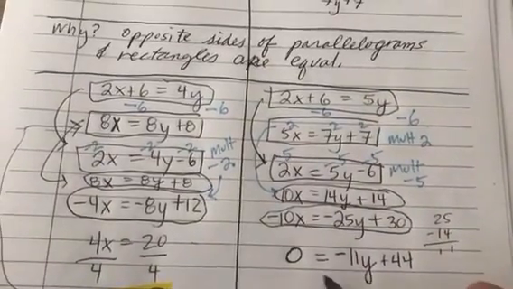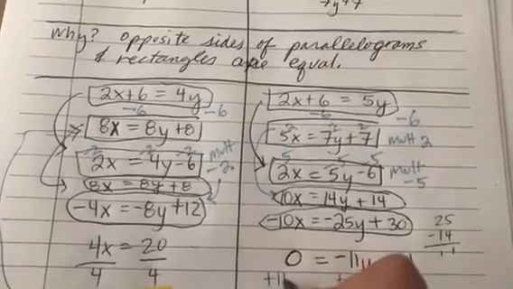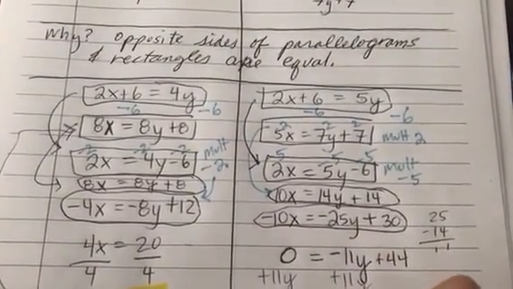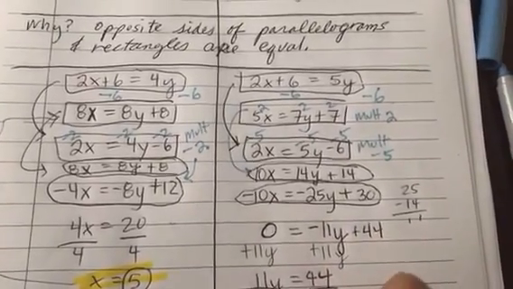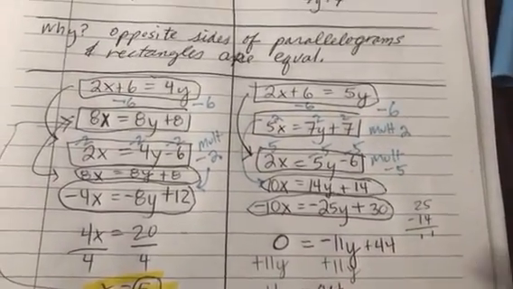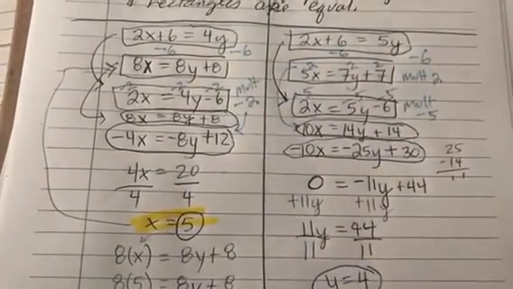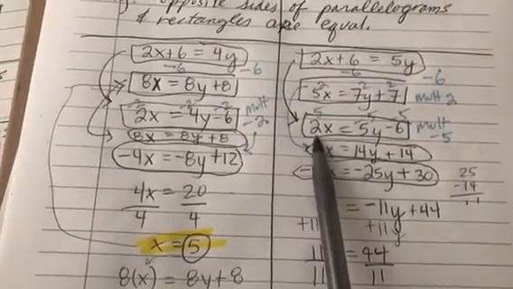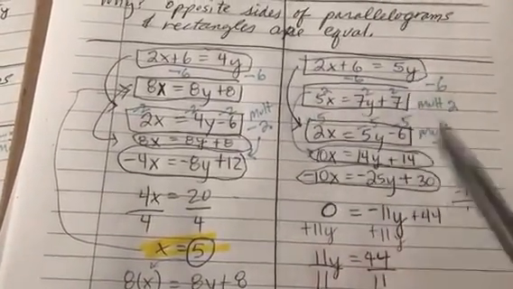Cool. Now I'm just going to get y by itself on one side. So if I add 11y to both sides, I get 11y is equal to 44. Divide by 11 on both sides. y is 4. Great. Now I can plug this back in because I've solved the mystery of the y, and I can solve for x. Any of these are fine. It doesn't matter which equation I use. I guess I'll just use this top one.